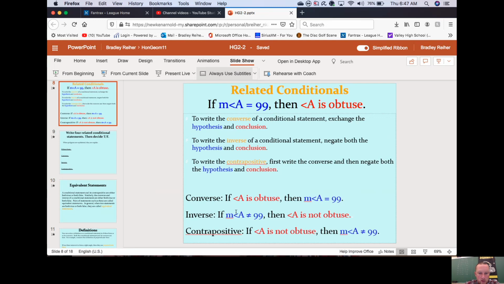Okay, so the inverse, remember, is the negation of the conditional. So it would be if the measure of angle A is not 99, then angle A is not obtuse. Remember, it has the same truth value as this, so this is not a true statement. Okay, but the contrapositive would be, the contrapositive is the negation of the converse. So if angle A is not obtuse, then the measure of angle A is not 99. That means the same thing as this statement.